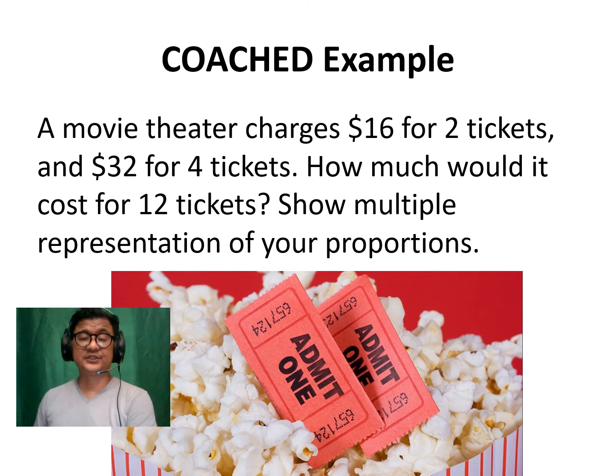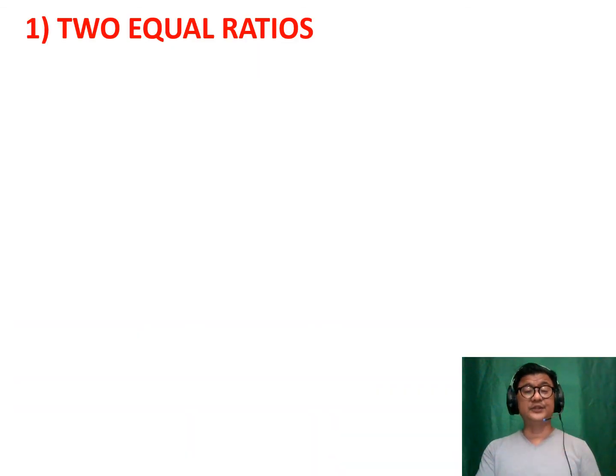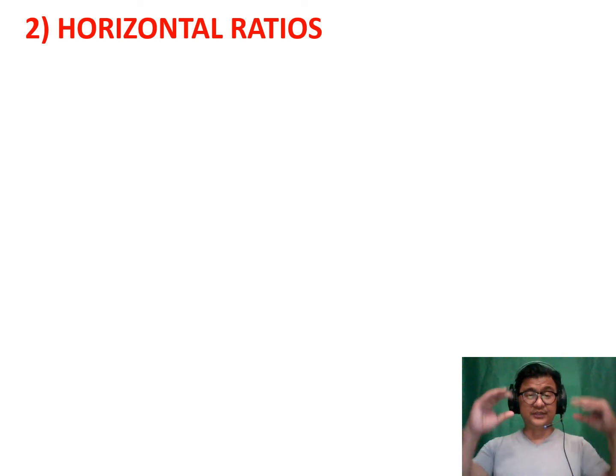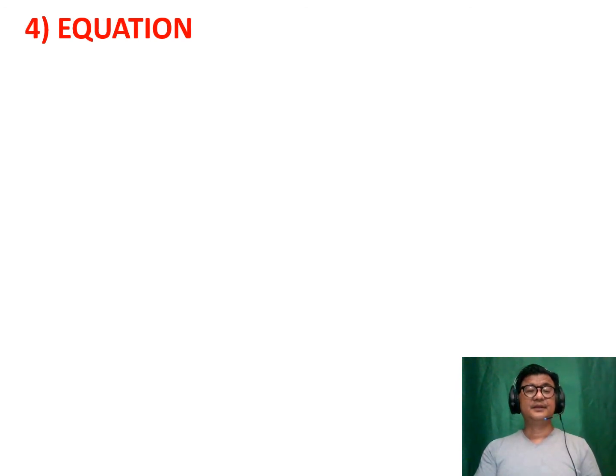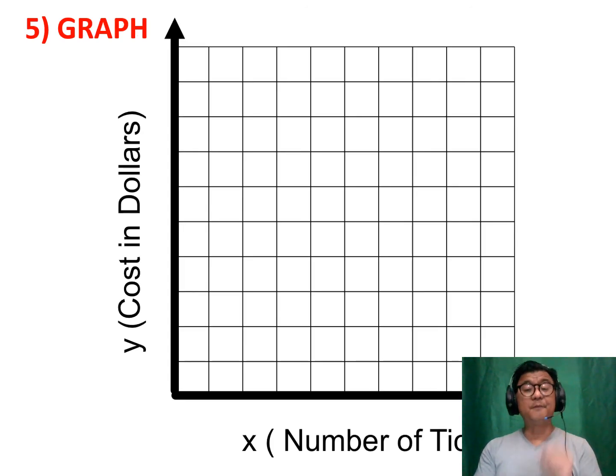Now let's have some coached examples. A movie theater charges $16 for 2 tickets and $32 for 4 tickets. How much would it cost for 12 tickets? I want you to show multiple representations of this as a proportion. You can solve the problem or just use whatever numbers are given to you. You will show it as two equal ratios, show the horizontal ratios, show a function table with x and y, show an equation y equals something times x, and then also a graph, to prove that it is a proportion. Once you've done it, show it to your teacher. Good luck.